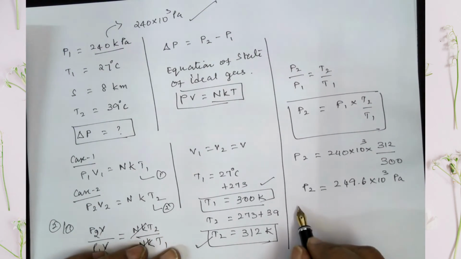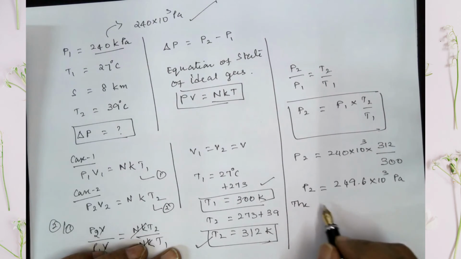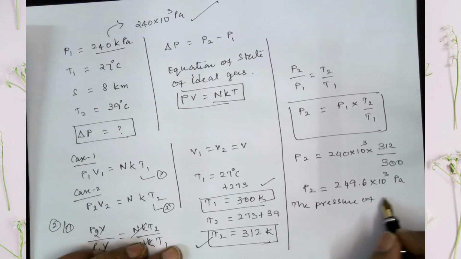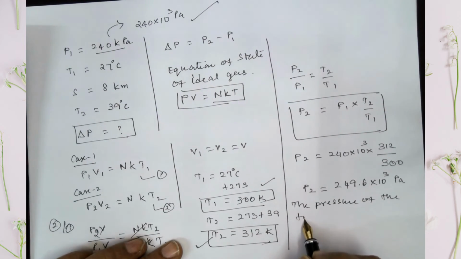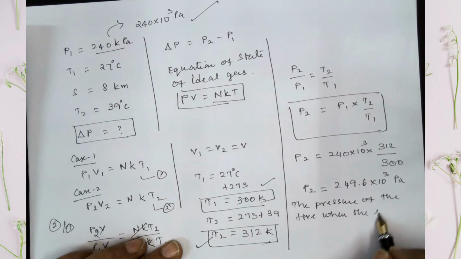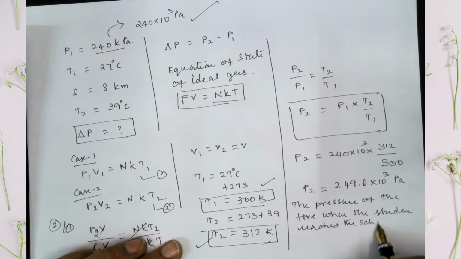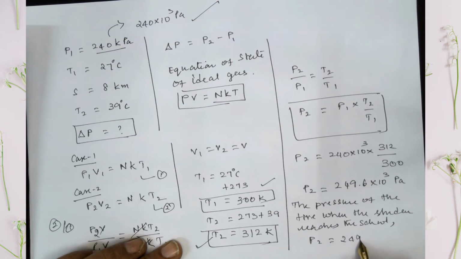So we can write the answer like this. The pressure of the tire when the student reaches the school, that is P2, is equal to 249.6 into 10 cube Pascal, or it can be called kilopascal. Okay, so this is the answer.